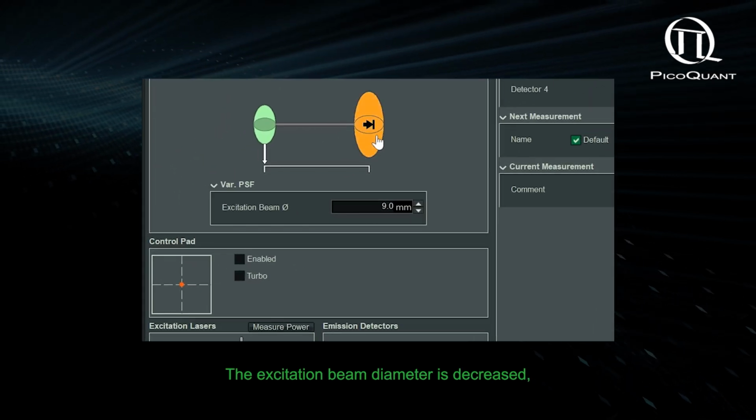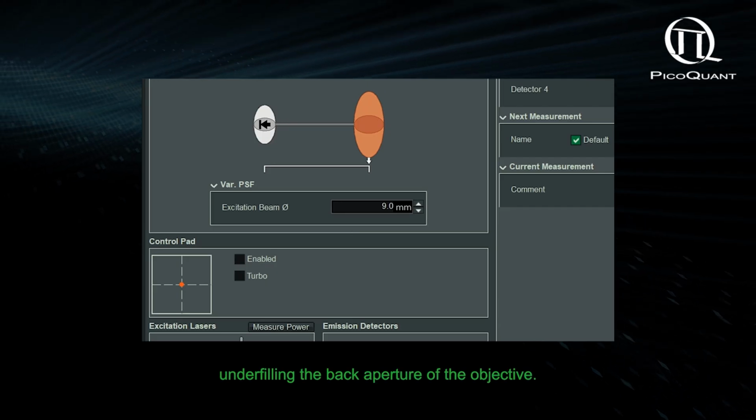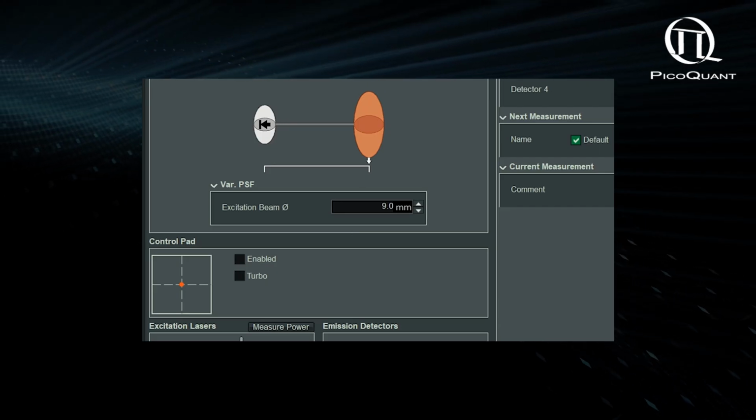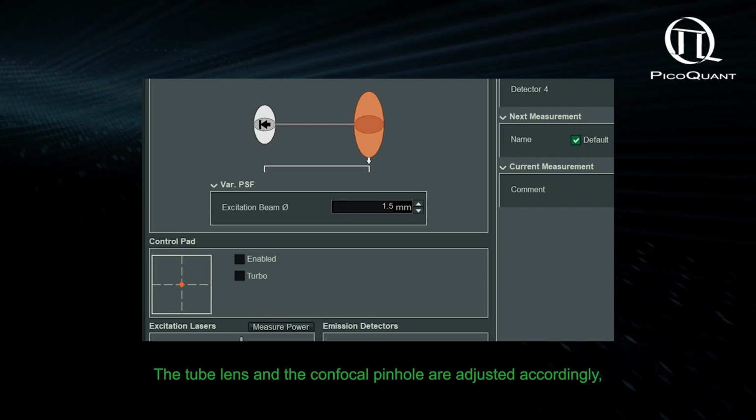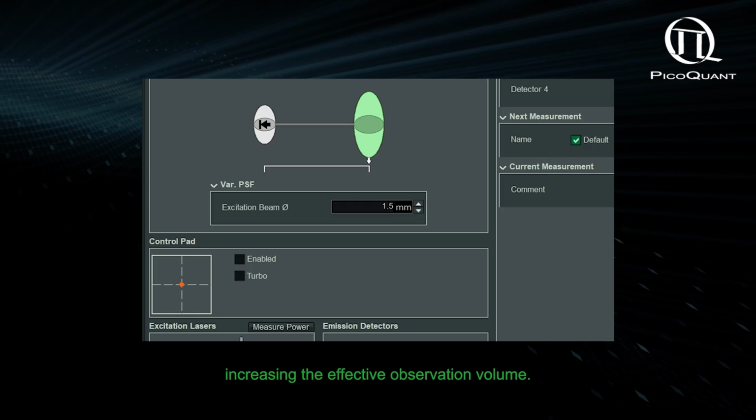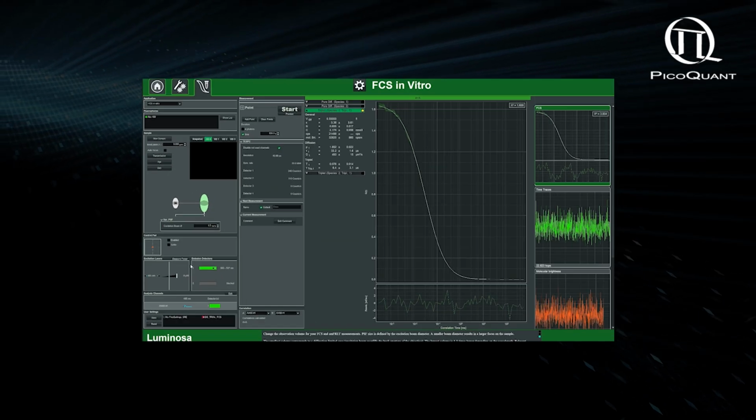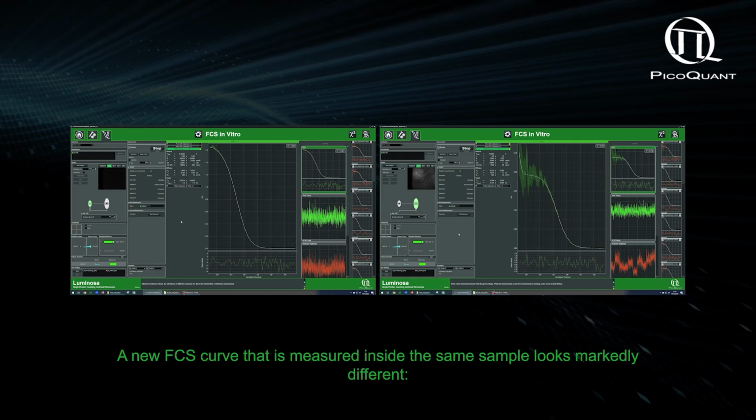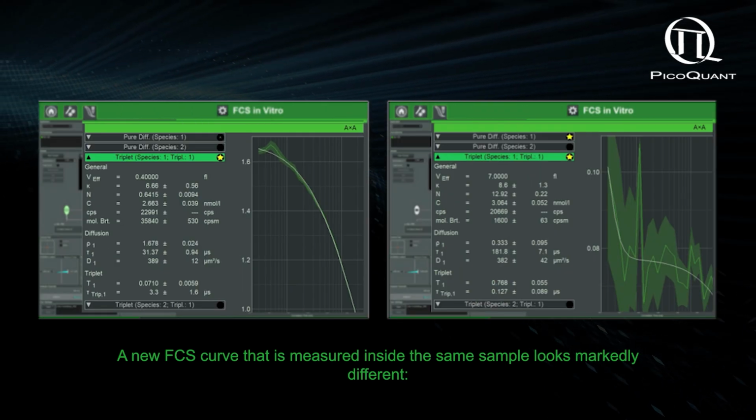The excitation beam diameter is decreased, underfilling the back aperture of the objective. The tube lens and the confocal pinhole are adjusted accordingly, increasing the effective observation volume. A new FCS curve that is measured inside the same sample looks markedly different.